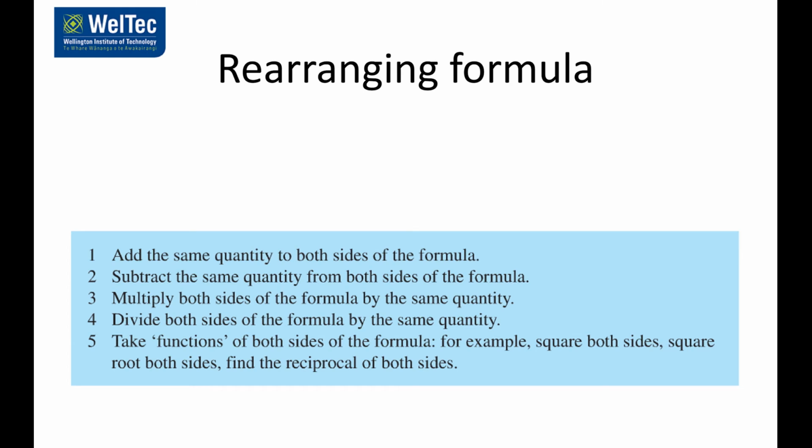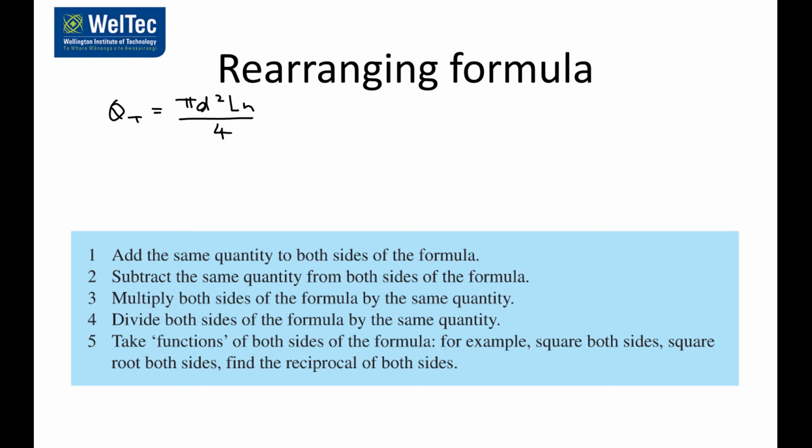Standard stuff, just the rules to remember. You can do anything you like when you're rearranging a formula, as long as you do the same to each side. Let's have a look at something that's a bit nasty. So we'll have a look at qt equals pi d squared l n over 4. And let's rearrange this to find L.